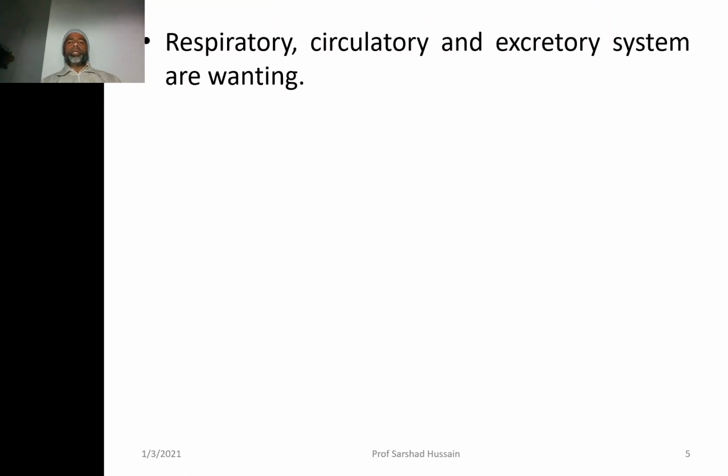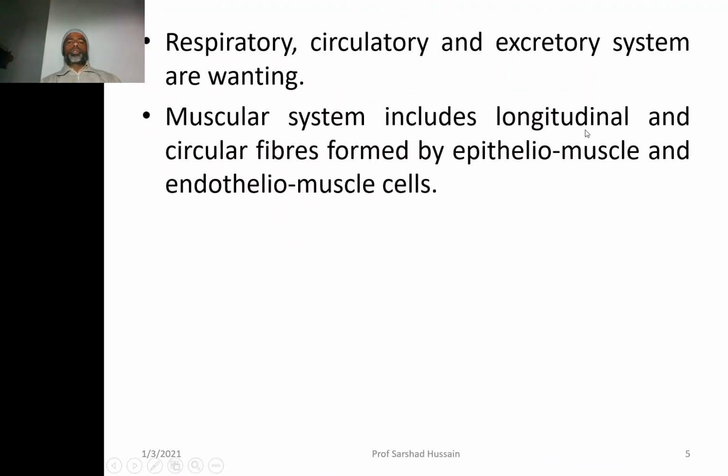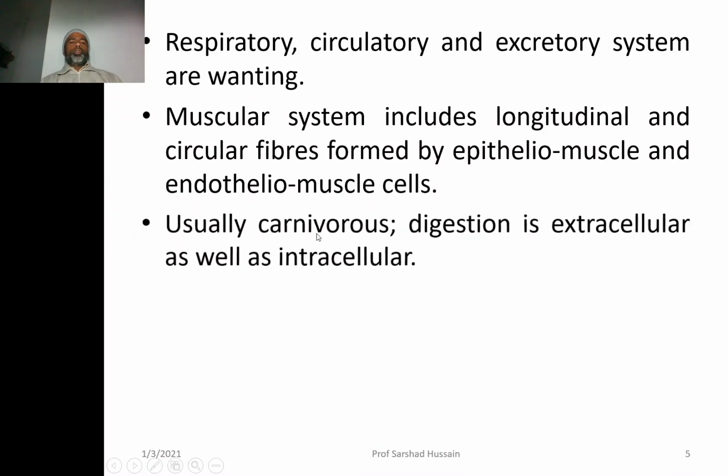Respiratory, circulatory, and excretory systems are still not developed in these individuals. The muscular system includes longitudinal and circular fibers formed by epitheliomuscular and endothelial muscles. So you may have the muscles with the endothelium, you may have the muscles with the epithelium. They are usually carnivorous. All coelenterates are usually carnivorous. Digestion is extracellular because it takes place within the gastrovascular cavity, sometimes intracellular also.